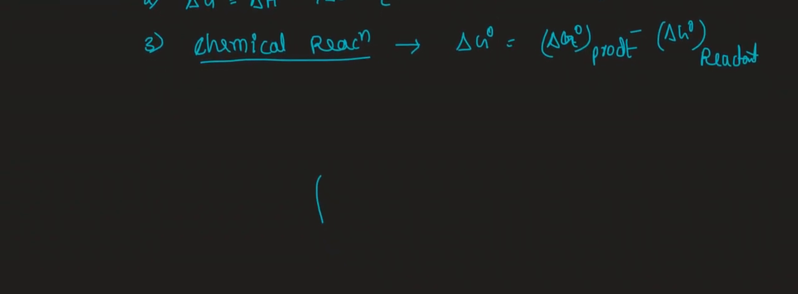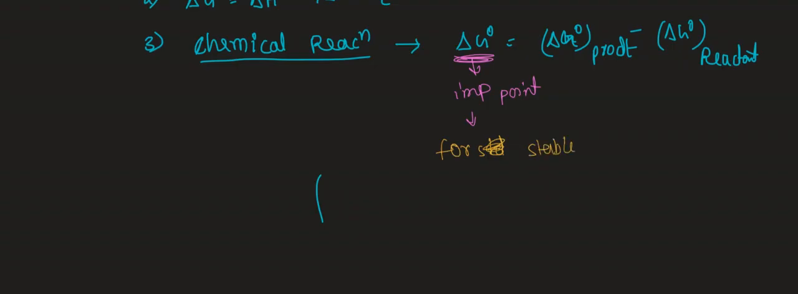Next, we have to remember some important points regarding delta G naught. The important point is that for standard forms, or you can say stable forms, the value of delta G naught is always equal to 0. The standard Gibbs free energy is always equal to 0 for those in the stable forms.